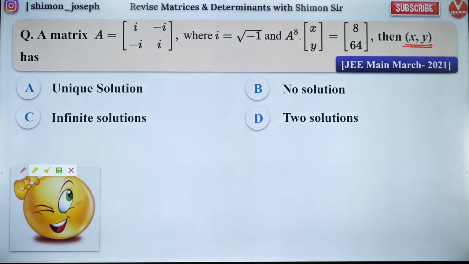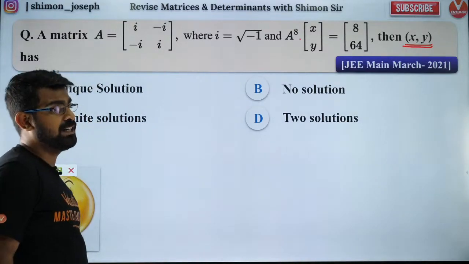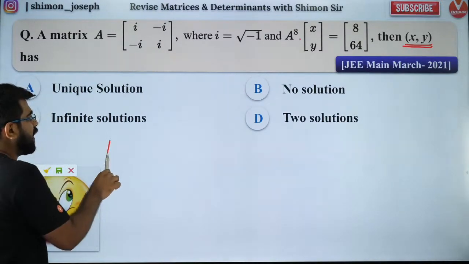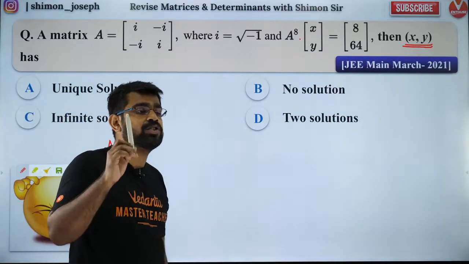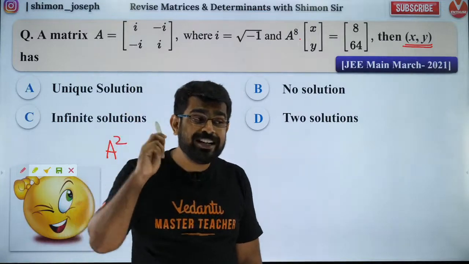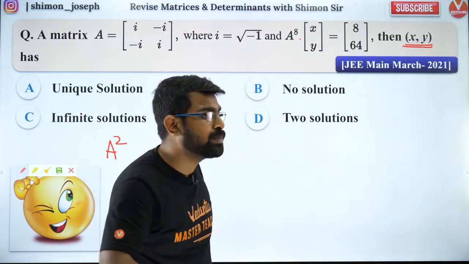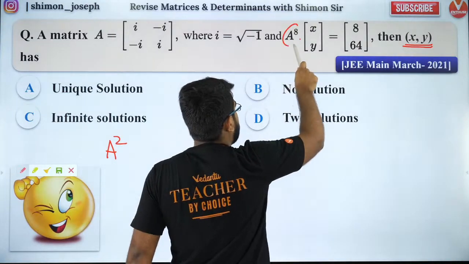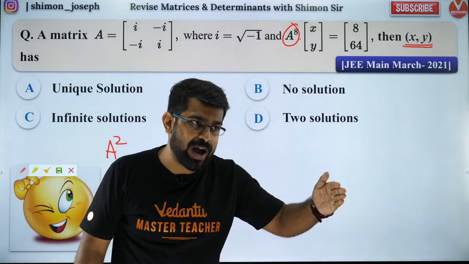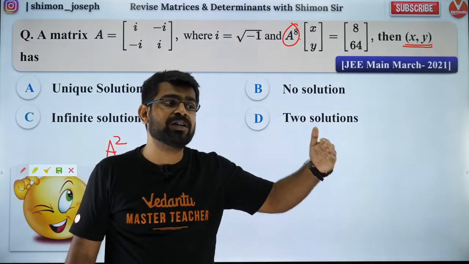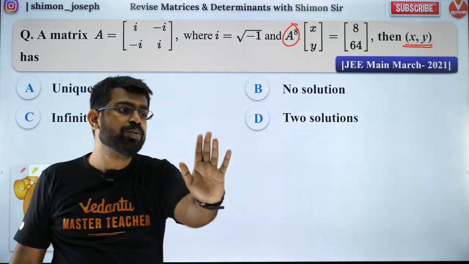Muniraja is correct. A square is 0. I doubt it. So let's first find out what is A square. Why am I finding A square? Everything has to have a reason. You need to ask questions like that. Sir, why are you doing A square? Because, my dear, A power 8 is asked, na? So to find A power 8, I first will find A square, then I'll find A power 4, then I'll find A power 8. Got it? So that is how you move.